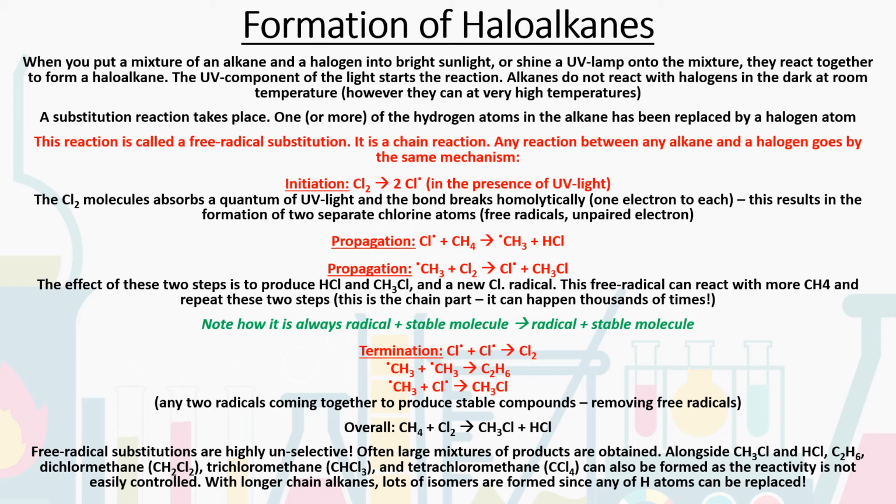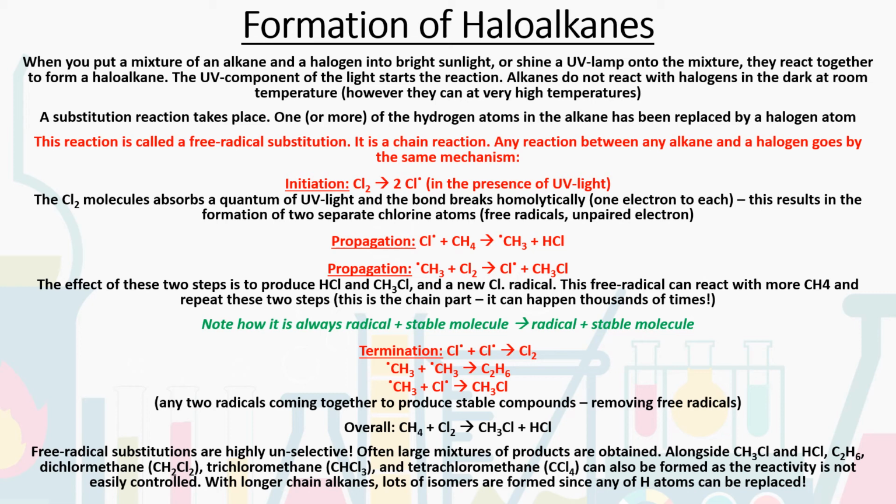So if I have my alkane and, let's say, chlorine, Cl2, they won't react together in the dark, but as soon as I put them in bright sunlight or a shiny UV lamp, they will react together. So it's the UV component that starts this. And a substitution reaction takes place. One or sometimes more of the hydrogen atoms in that alkane will be replaced by a halogen atom.